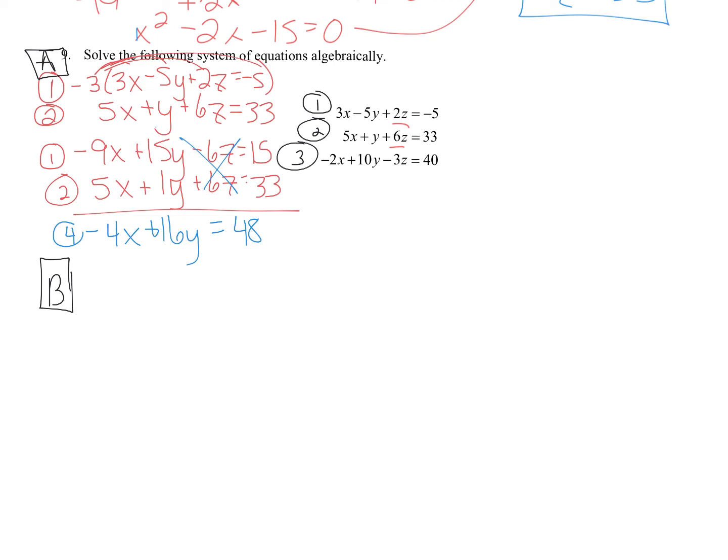So here, number 1, nope, we said we're going to choose equation 2 and 3. So 2 is already set because it has 6z. We're going to multiply equation 3 by 2 to make the negative 3z a negative 6z.